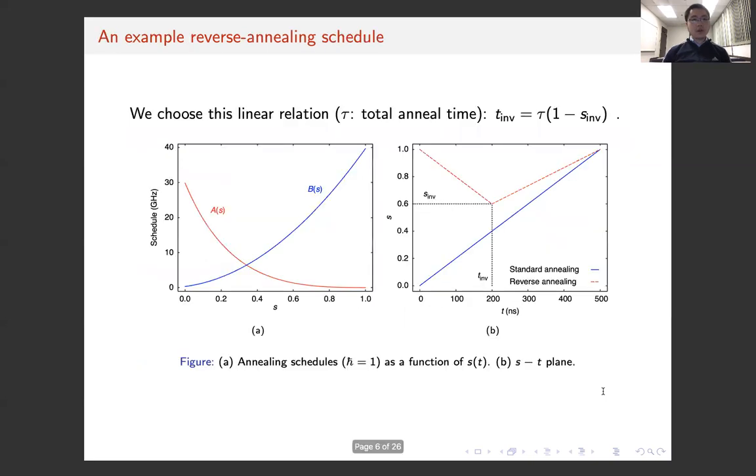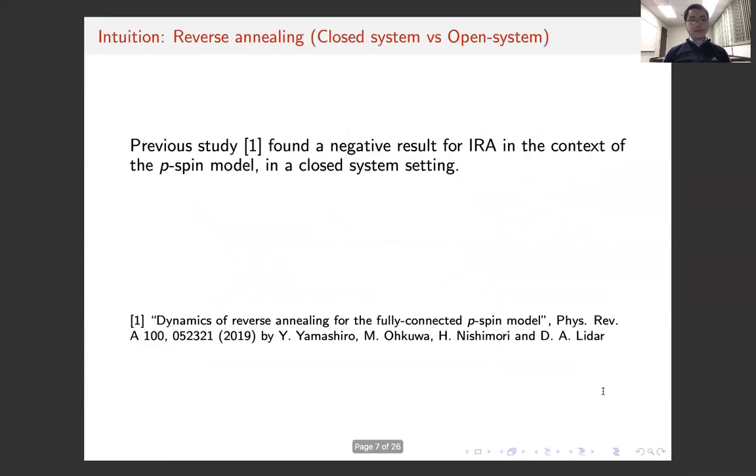As an example, we have the typical A and B schedule in D-wave. But the difference is in iterative reverse annealing, S starts from 1, goes to a particular inversion point S inverse, so let's say 0.6 in the subplot B, and goes back to 1 again. So this looks like an inverted triangle, while for forward annealing, standard annealing, it is a monotonic increasing straight line.